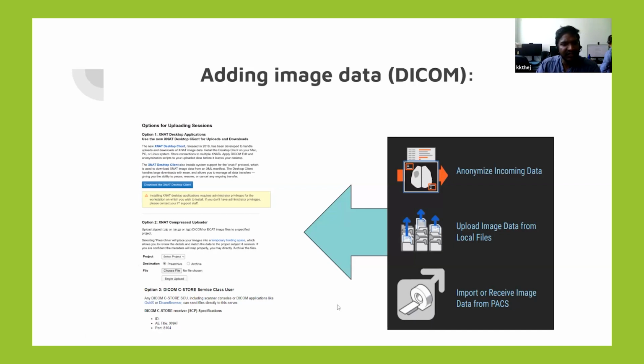There is also option 3, which is a DICOM C-Store service class user. This gives you an option to connect to and receive image data from PACS. While uploading, you can anonymize the data. So as we see, we can upload data from your local files using these three options.